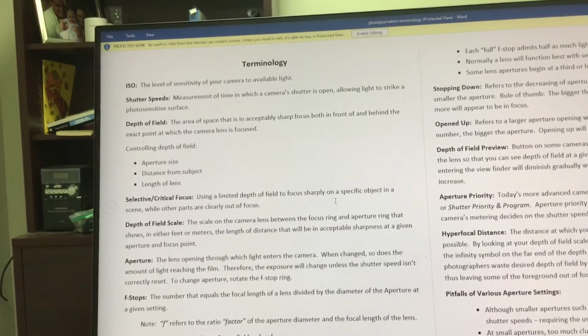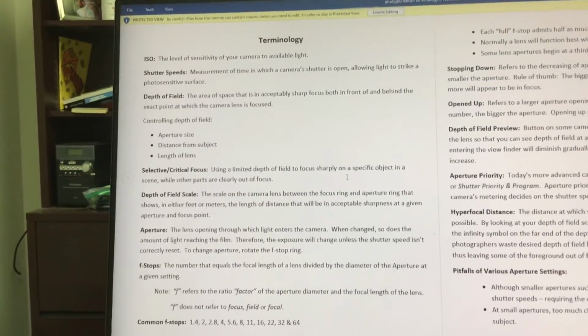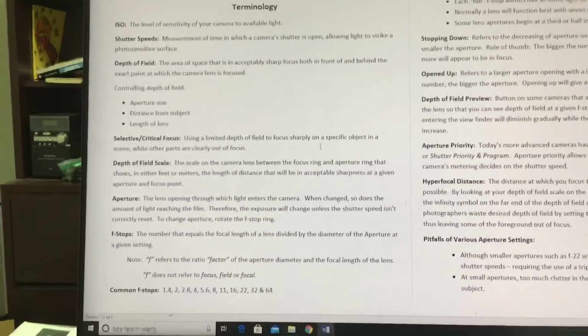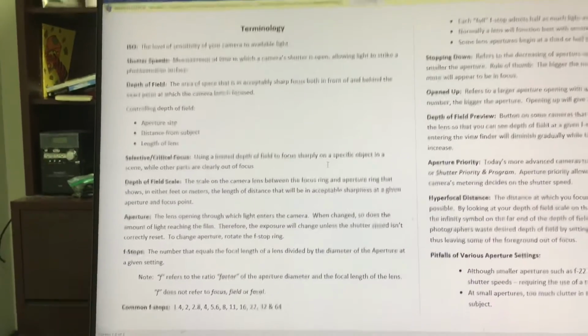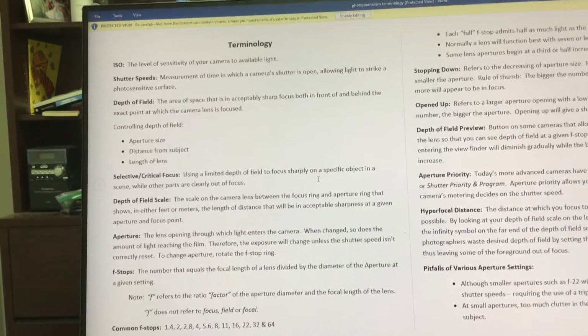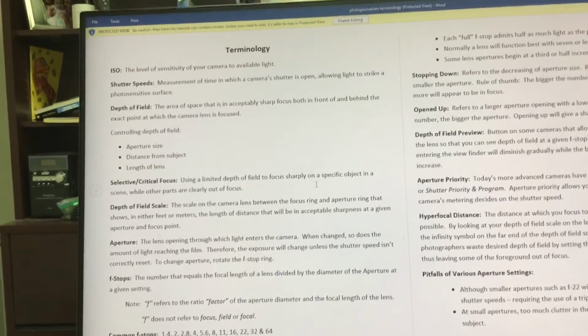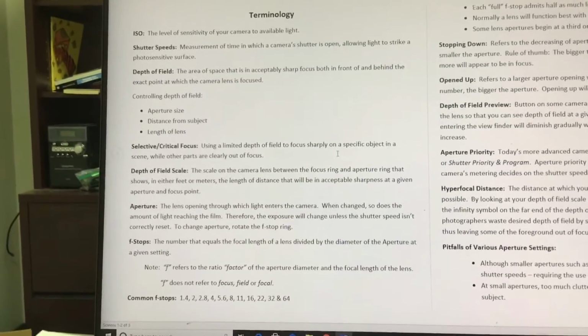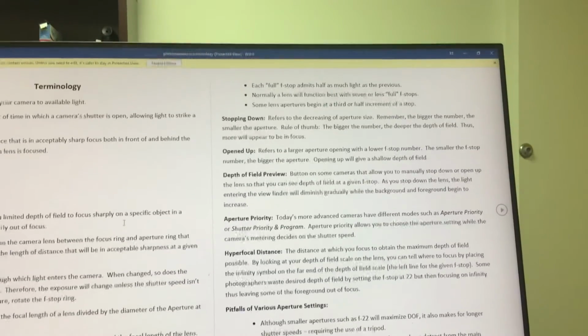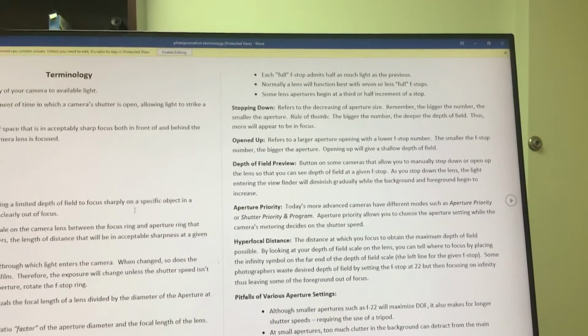What are f-stops? F-stops are how we measure aperture. Remember that F refers to the ratio factor, it does not refer to focus. Stopping down is the process of decreasing your aperture size.